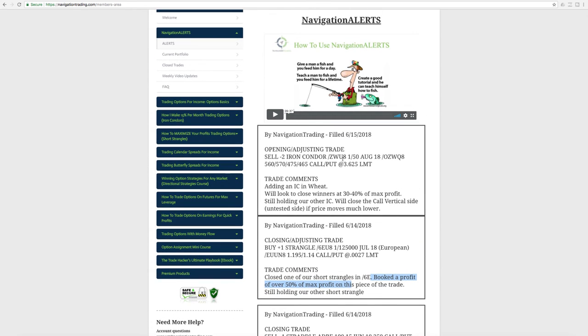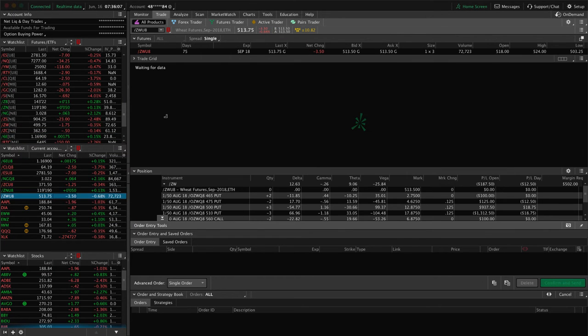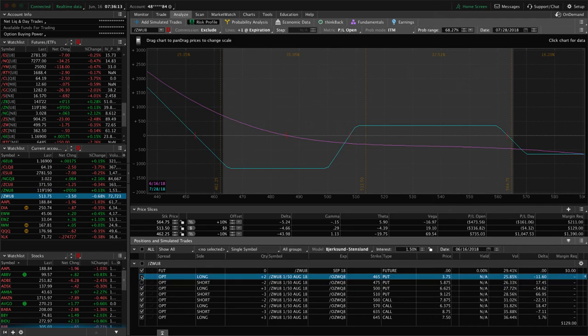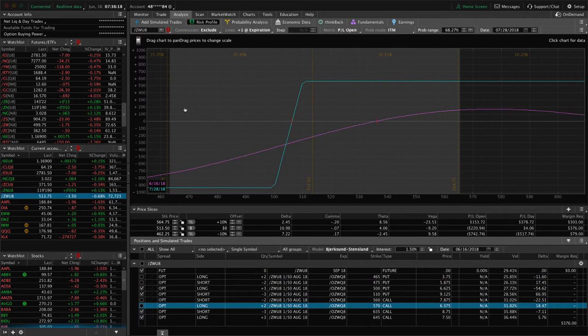And lastly, opening adjusting trade in wheat. So I thought we were going to actually close out this trade and be completely out of it. However, the opportunity presented itself. So we went ahead and added another piece to this one to keep the dream alive, to keep it going. So we've got two different iron condors in wheat. Let's look at the first one, the old one that we've had on for a while.